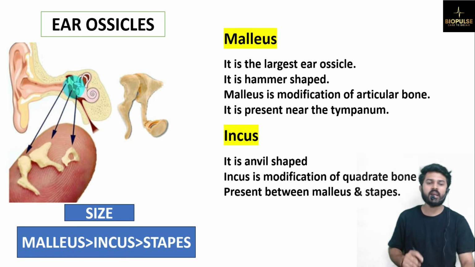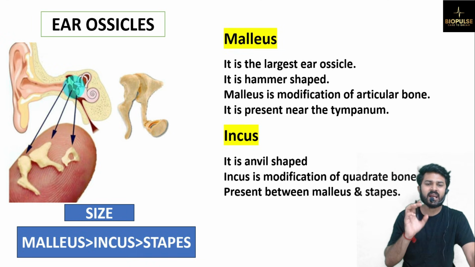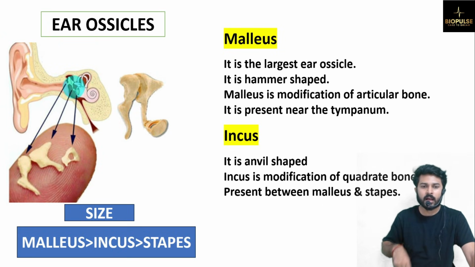Now, about the ear ossicles, very tiny bones are present. How many ear ossicles did I tell you? Three. The first ear ossicle is the malleus. That's why I've written malleus here. The second one is known as incus, and the third one is known as stapes.